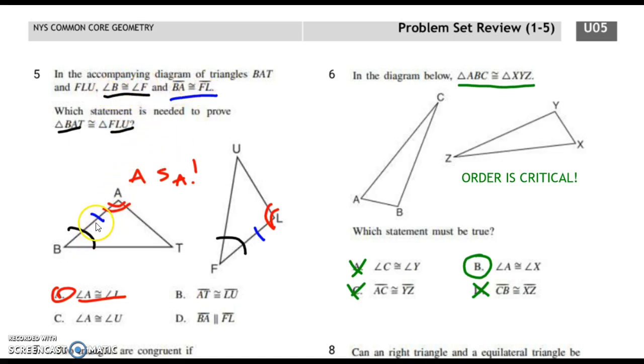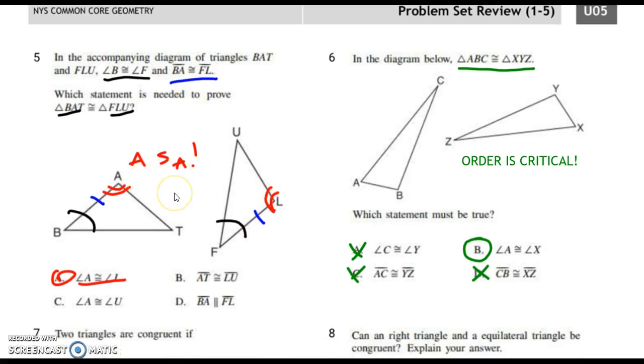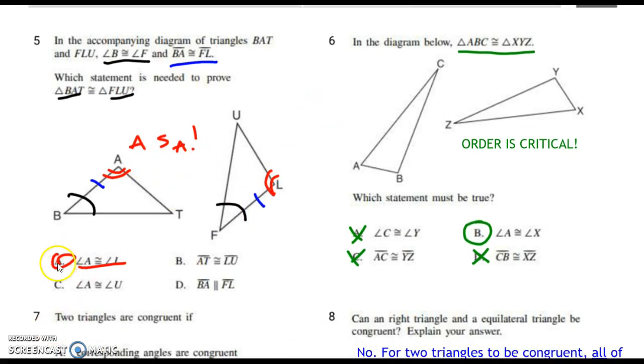All right, in question number 5, you can see that B and F are congruent, and BA and FL are congruent also. It asks us which will prove that BAT is congruent to FLU. And when I look at the diagram, I see that if this angle is congruent to this angle, we have angle side angle. That's one of our 4 shortcuts for congruence. That means it's choice A.